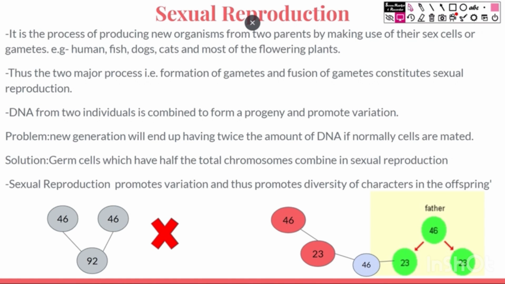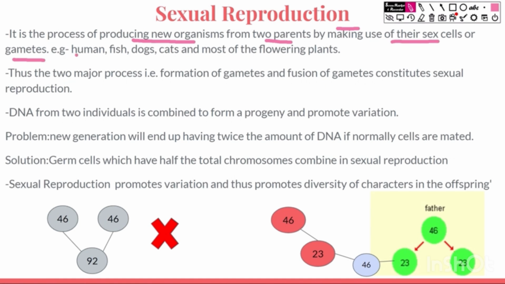So let's understand what is sexual reproduction. As I have explained earlier as well, asexual reproduction is when only one parent is required for reproduction. When two parents come together for reproduction, that reproduction is called sexual reproduction. So it is the process of producing new organisms from two parents by making use of their sex cells or the gametes. Both of the parents use some specialized cells which are only made for reproduction, and these cells are called gametes. The fusion of these gametes gives us the zygote, which is the new individual which is going to continue the generation.